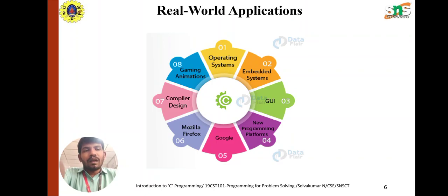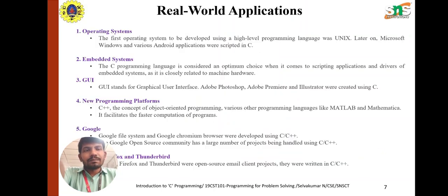Real world applications include operating systems, embedded systems, graphical user interfaces, new programming platforms, compiler design, and gaming and animations. In operating systems, it was Unix, later Microsoft Windows, and various standard applications were scripted in C. For embedded systems, C is considered optimum when it comes to scripting applications and drivers, as it is closely related to machine hardware. GUI stands for graphical user interface, and Adobe Photoshop, Adobe Premiere and Illustrator were created using C.